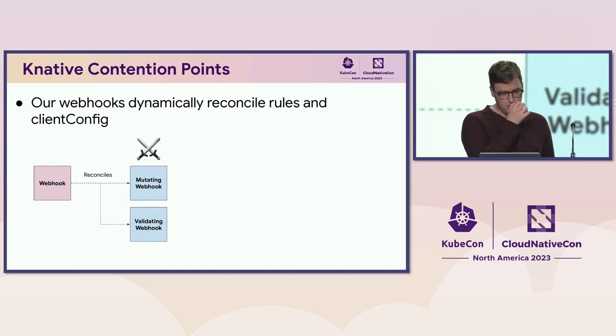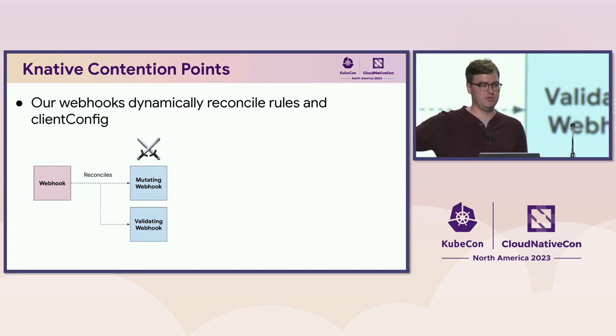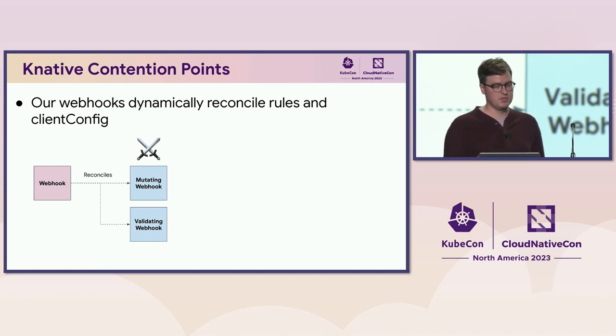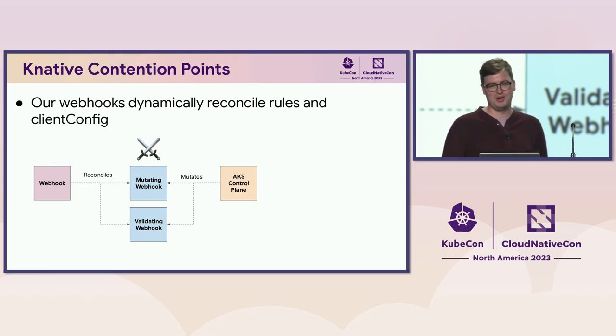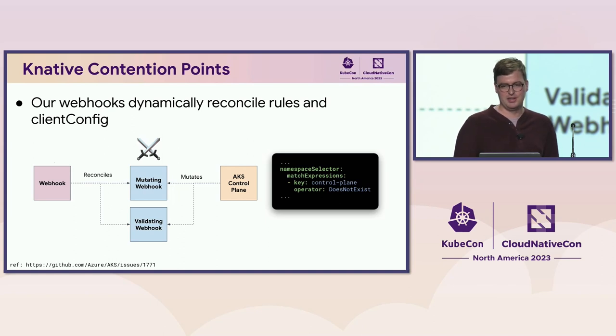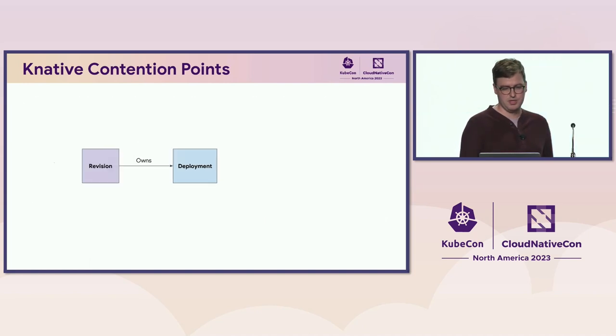We have a webhook, and our webhook updates the webhook configs with secrets and client configs and stuff like that. But unfortunately, there are other things that mutate our webhooks, which is very confusing. This was an initial bug report where Knative didn't work on AKS because the AKS control plane is adding and mutating the mutating webhooks, adding an extra selector to exclude some namespaces. There's an issue down there. It seems like they're going to resolve it, but essentially this is an example.